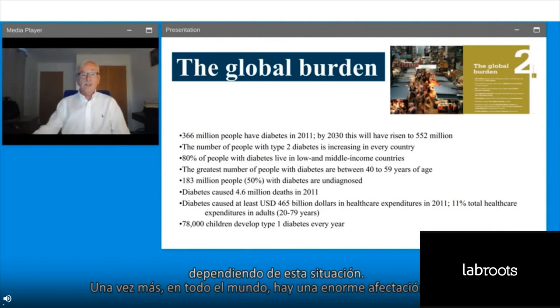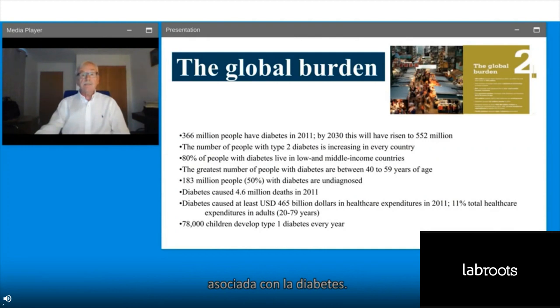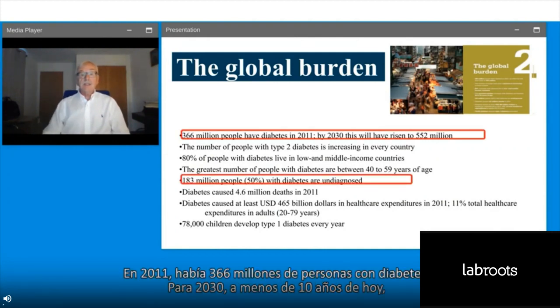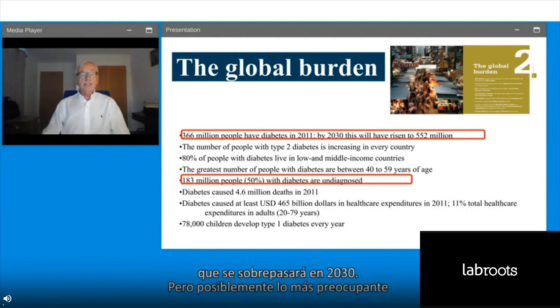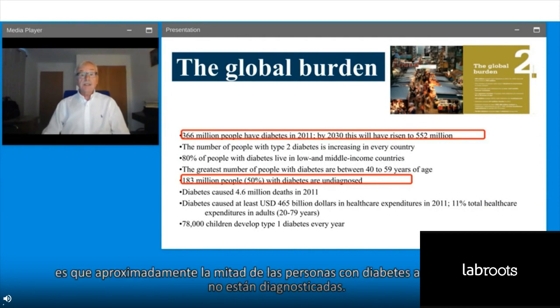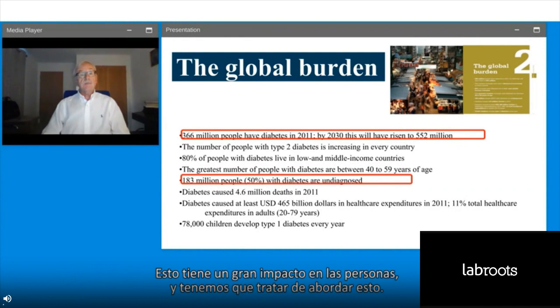Again, worldwide, there is a huge global burden associated with diabetes. Back in 2011, there were about 366 million people with diabetes. By 2030, less than 10 years away now, this will have risen to 500 odd million. The speed of increase is already suggested to be surpassing this by 2030. But possibly the most worrying thing is that about half of people with diabetes globally are undiagnosed. This is a major impact on individuals, and we have to try and address this.